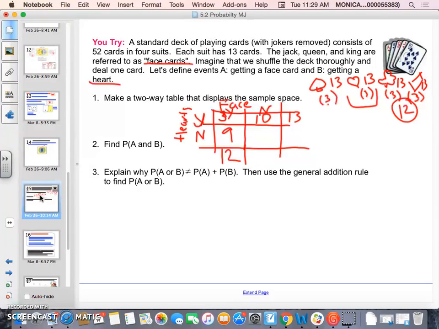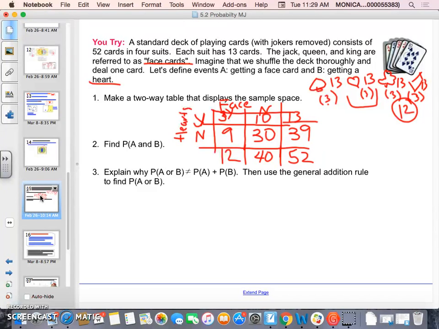So now we've got to fill in the spaces. We know there are a total of 52 cards in a deck. So that leaves me with 40 that have to be here. So I can use some reverse mathematics, and I can see that no hearts, no face cards, that's going to have to be 30 cards, and 30 plus 9 is 39. So that's my two-way table.